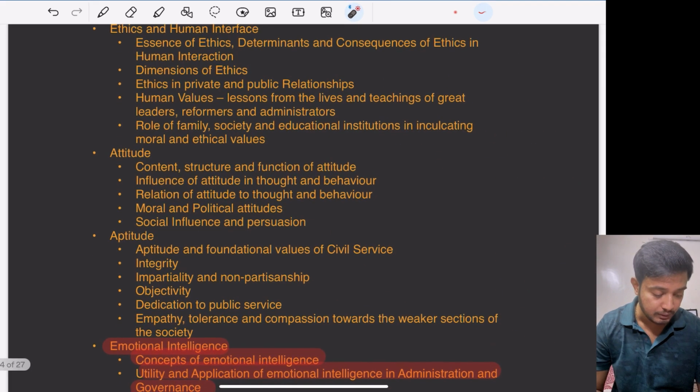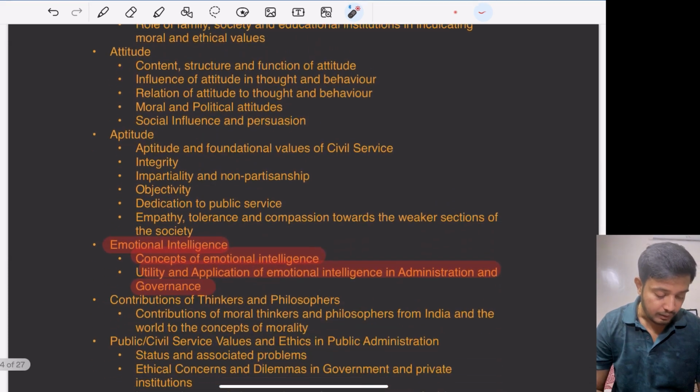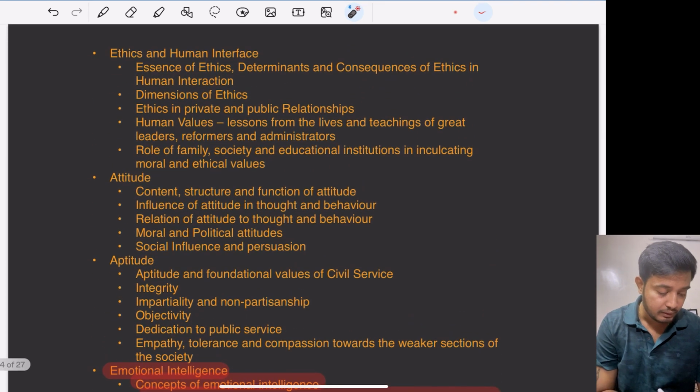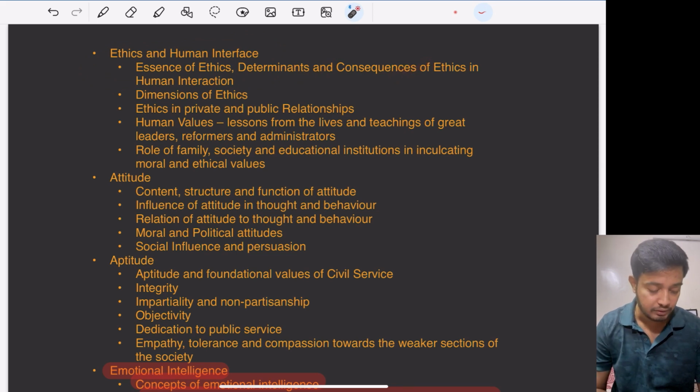Once again, this is the syllabus. In our previous lectures, we have already covered emotional intelligence and its utility, the basic concepts. In this video, we'll be seeing ethics and human interface, basically the first part: the essence of ethics, determinants, consequences. Maybe we can do consequences in the next video, but essence and determinants now.